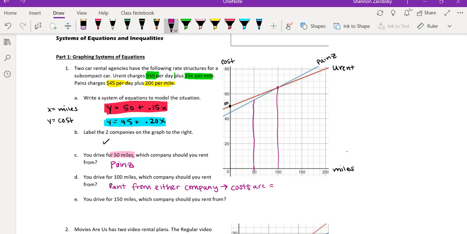If I drive for 150 miles, so now I'm taking this over here, notice how the red line has now switched to be the lower one. So if I'm going to travel a long distance, I'm going to go with U-Rent.